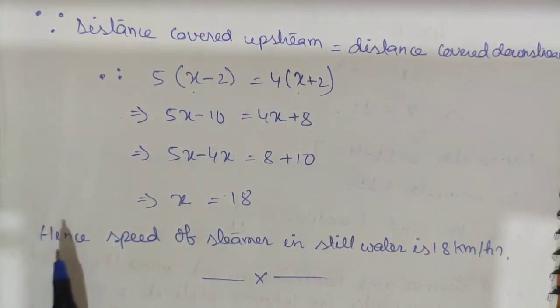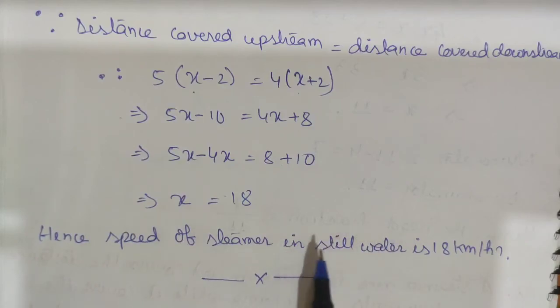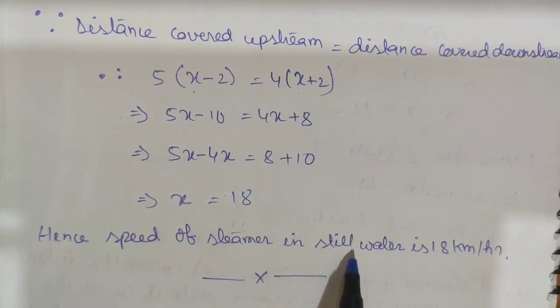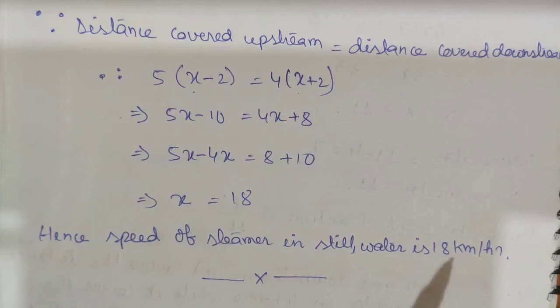So at last we'll write: hence the speed of the steamer, x, that is the speed of the steamer in still water, is 18 kilometer per hour. So this is for today, and here we conclude this chapter.